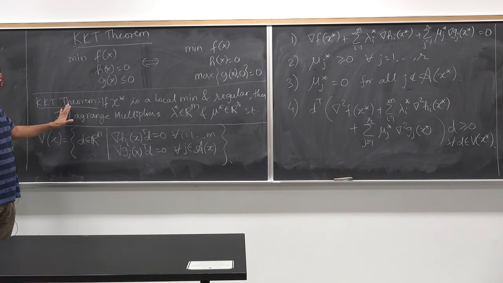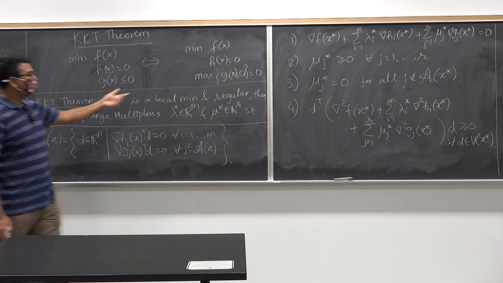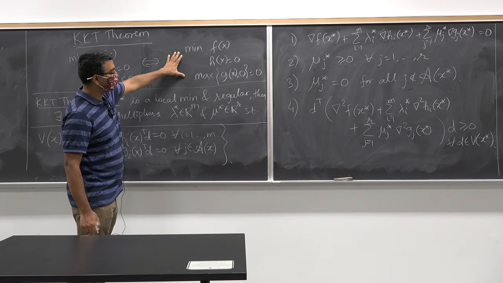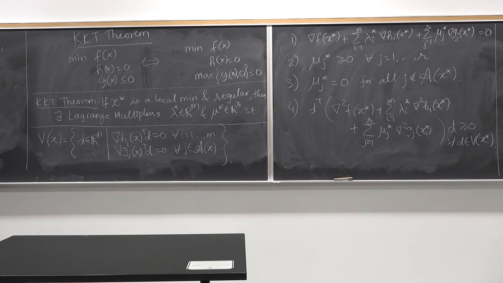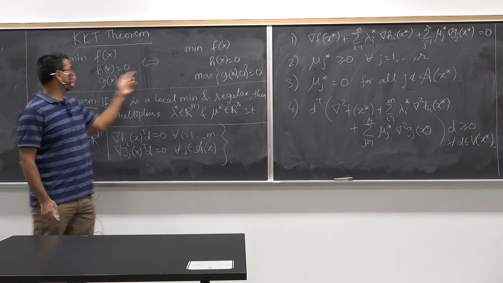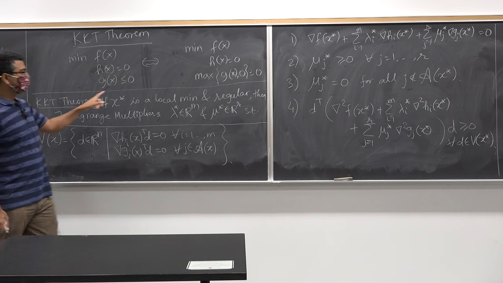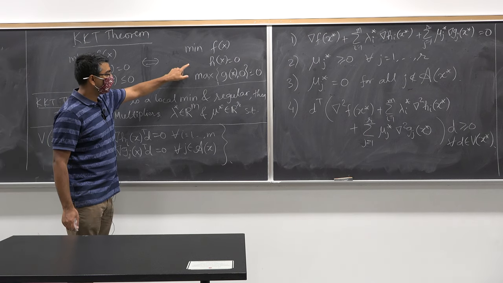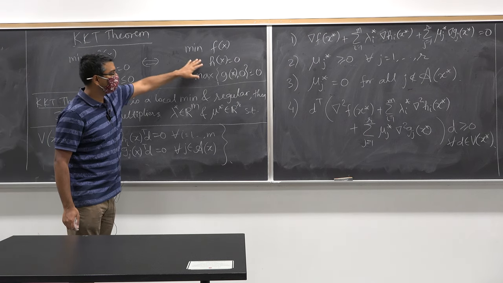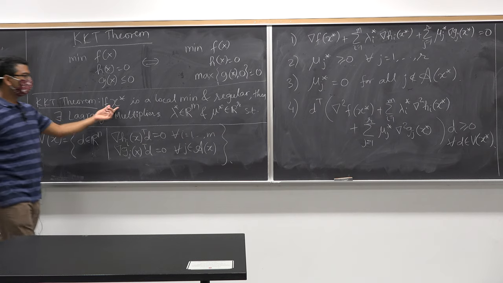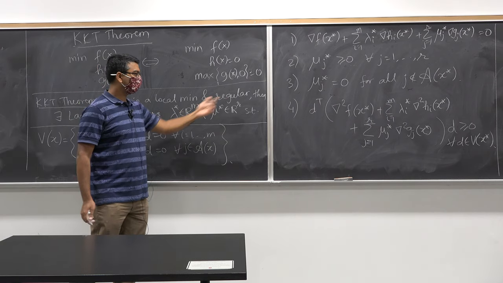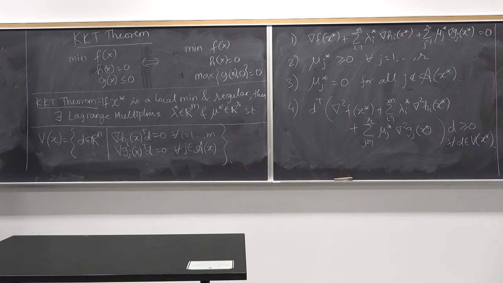So this is the KKT theorem. It basically tries to apply the Lagrange multiplier theorem, or at least the proof of the Lagrange multiplier theorem, on this particular optimization problem. This is equivalent to this optimization problem. So it applies the Lagrange multiplier theorem on this problem, which is a completely equality constraint problem. And then it comes up with four sets of conditions that will be satisfied if x star were a local minimum and it's also a regular point.